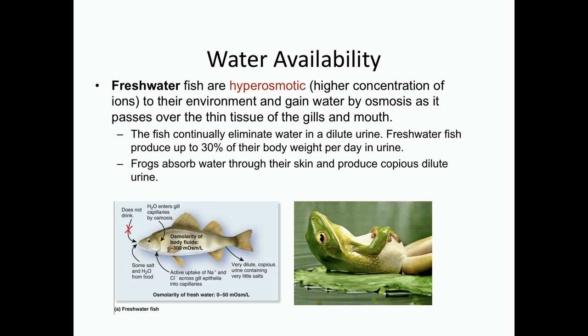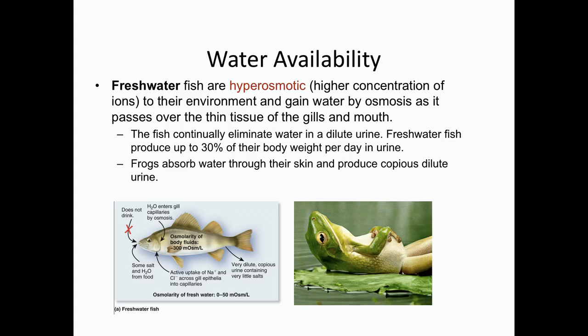So a freshwater fish is living in an environment that has a fairly low concentration of solute. And so the fish is going to be hyperosmotic, or have a higher concentration of things like salts and other dissolved molecules than their environment. They have more in their cells than in the environment they're swimming in. Therefore, because water always moves from hypoosmotic to hyperosmotic, water is going to flow into the fish's cells.